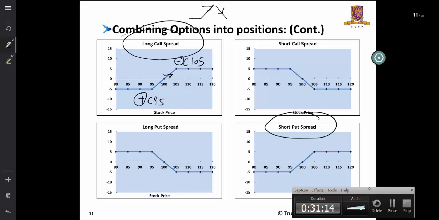So, thank you. So you buy the put at 95. Now, here I know you are selling because you have a payoff going downhill. Got to be selling something, okay?